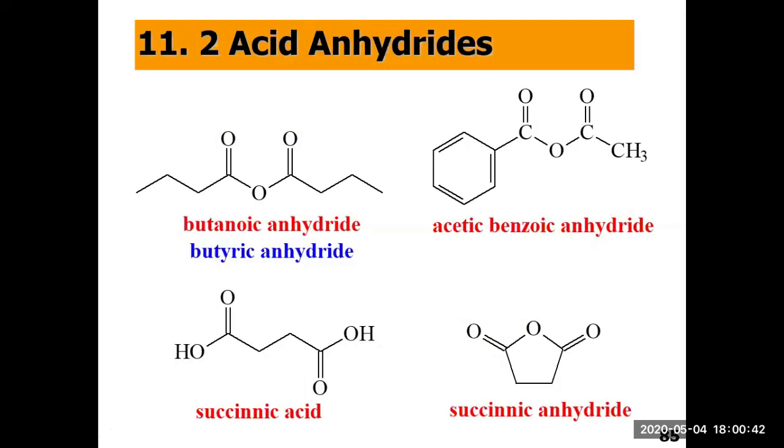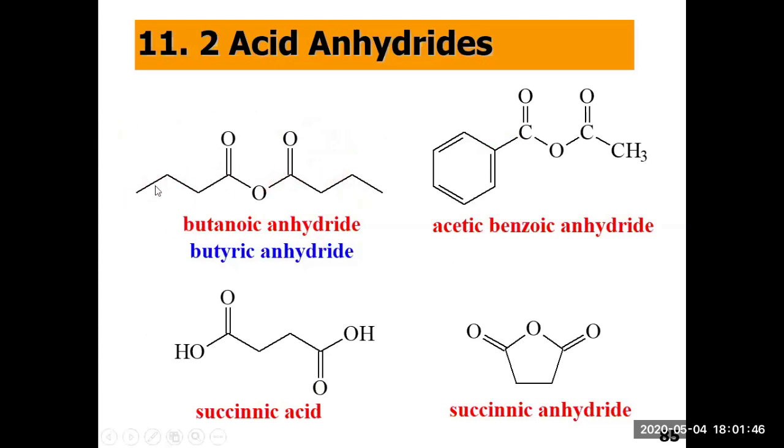Okay, so let's move on to acid anhydrides. So how do we give names again for acid anhydrides? So these are some examples of acid anhydrides. What things do we need to remember in naming acid anhydrides? First is that when the acyl groups are the same, we simply specify the acid and replace the word acid by the word anhydride. So for example, in this case, we have actually the same acyl group.